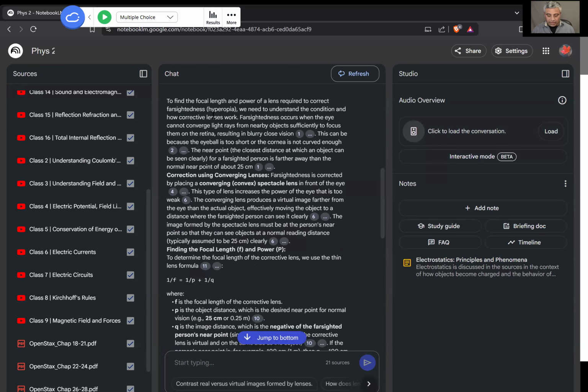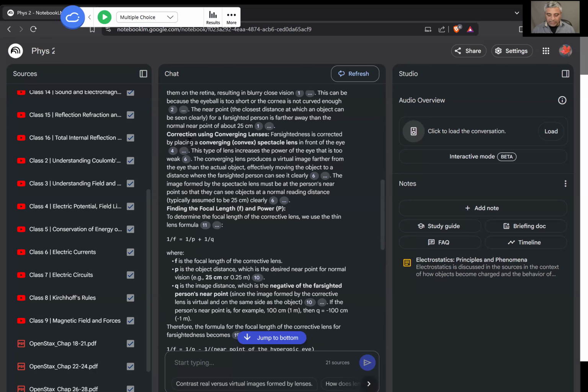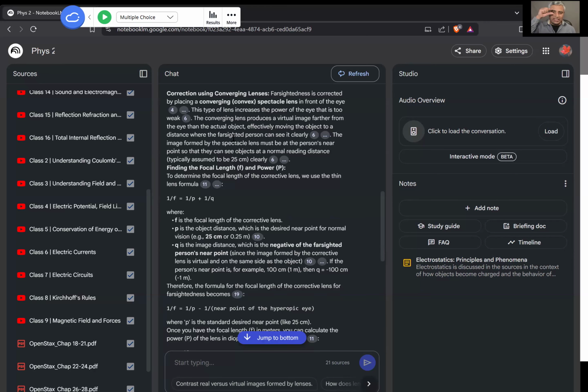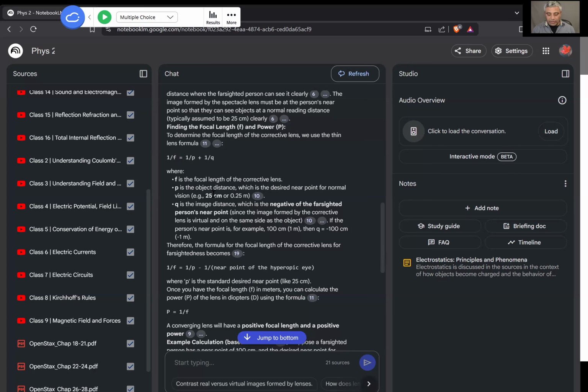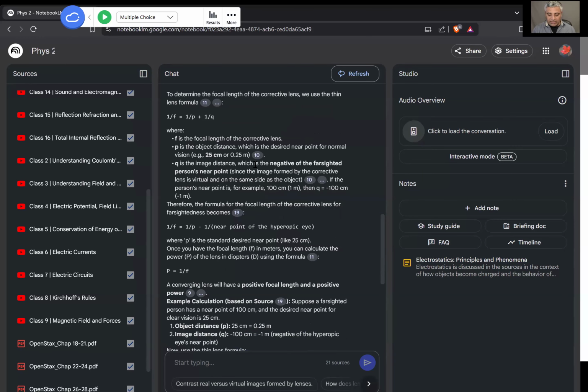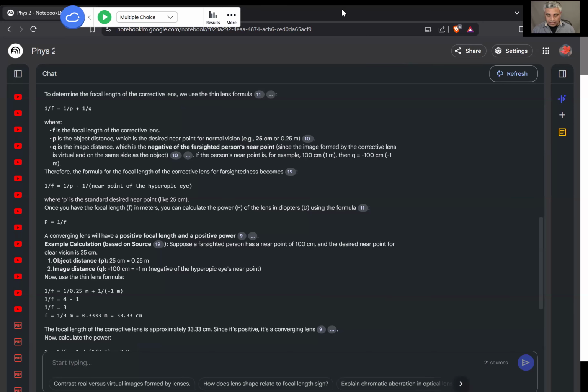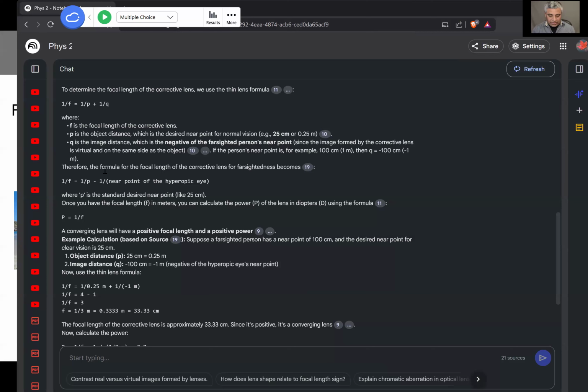So now it tells you, okay, farsightedness means hyperopia, and now it says near point 25 centimeter, correction using converging lenses, right? So in this case, we are assuming lenses are thin, the lens we use, and we put that very close to the eye, okay? And you use this formula, where p is the near point, and q is the image distance, which is the negative of the farsighted person's near point. So I don't know how good you can see it here. So it gives you that, and then the near point of the hyperopic eyes.